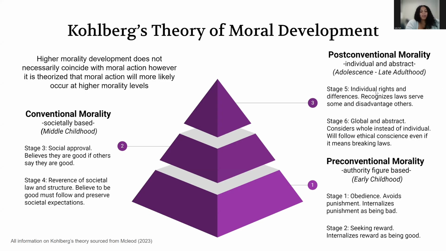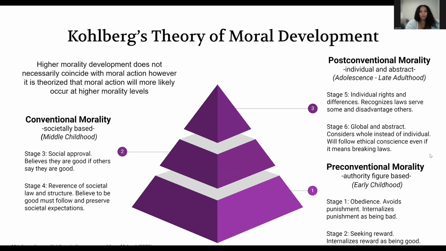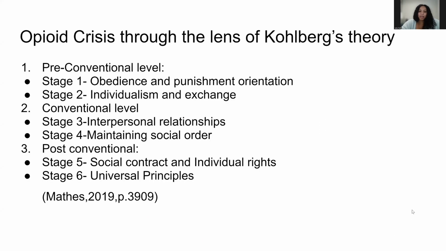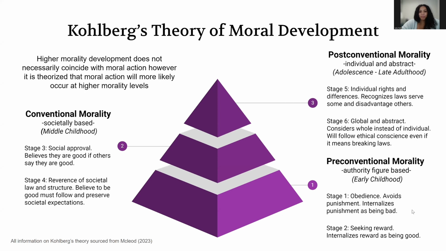Here is a pyramid chart of Kohlberg's theory of moral development. Kohlberg's 6 stages are divided into 3 levels, which are level 1, pre-conventional morality, level 2, conventional morality, and level 3, post-conventional morality. Level 1 consists of stage 1 and 2. Stage 1, early childhood disobedience, avoiding punishment, internalizes punishment as being bad. Stage 2, seeking reward, internalizes reward as being good.